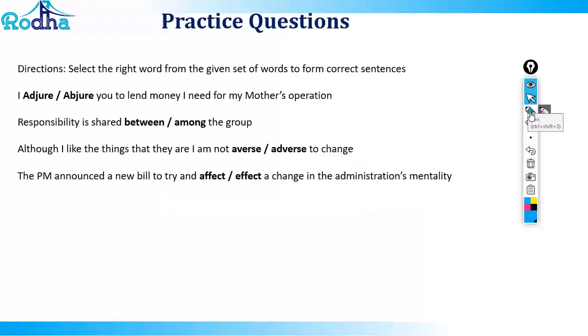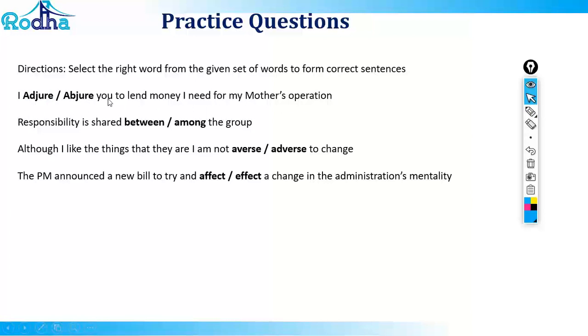Now, what we have to do here is select the right word from the given set of words to form a correct sentence. It says, I adjure you to lend money I need for my mother's operation. So basically, you're trying to borrow money. If you're trying to get money, then the answer has to be you are requesting someone. So it is adjure. So this is a request.